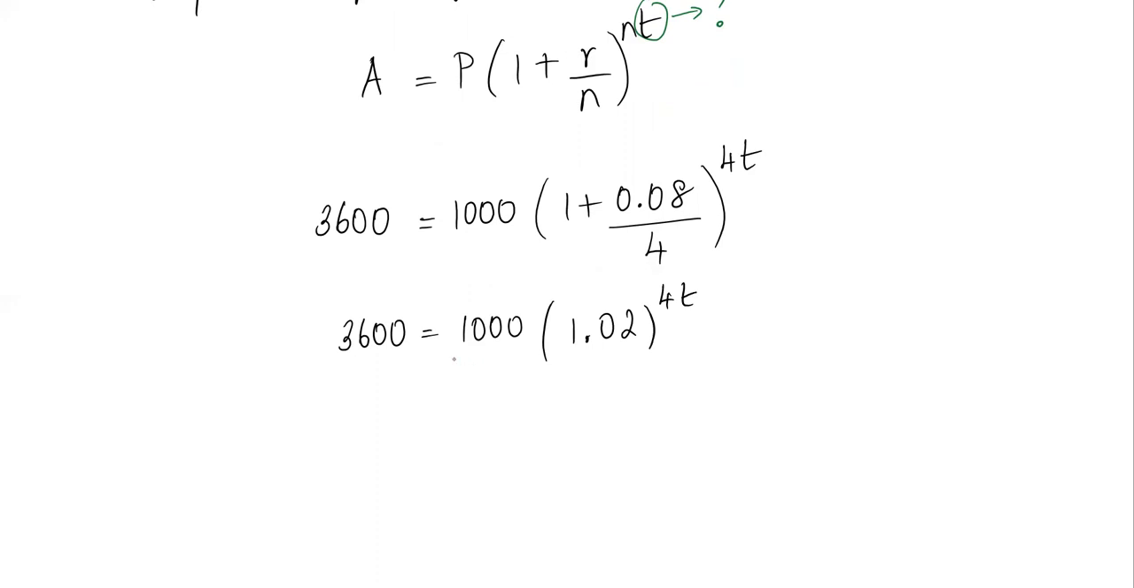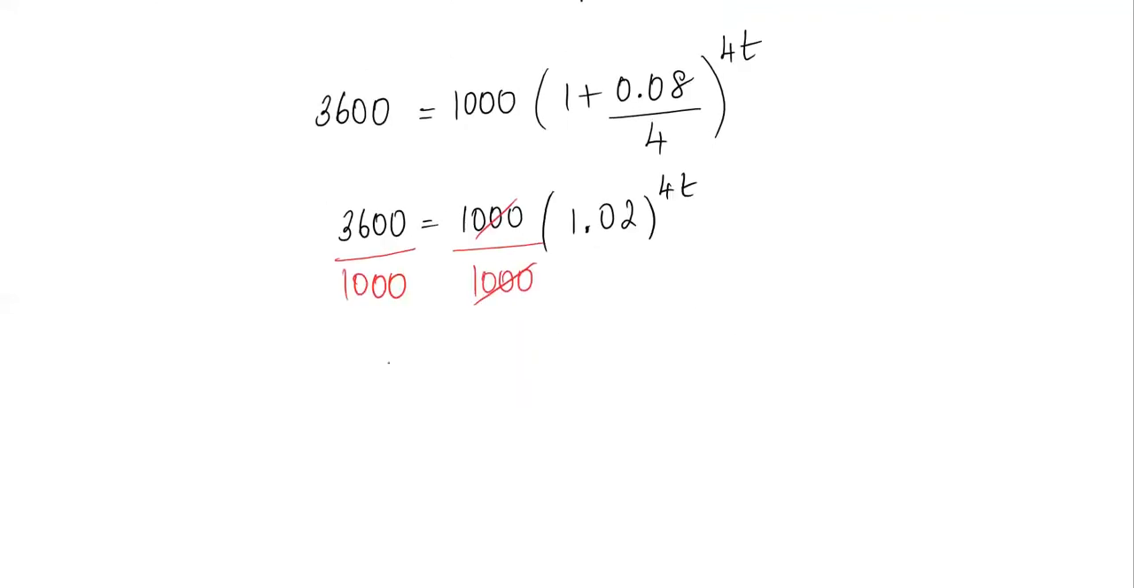Okay, now we're ready to divide both sides by 1,000. We can't divide by 1.02 because it's got a power attached to it. You can only do this. That comes down to 36. Oh, sorry, 3.6. Because you have these two zeros that go away, but then 36 over 10 is 3.6. Equals 1.02 power 4t. Okay, that has got it in the exponential form.